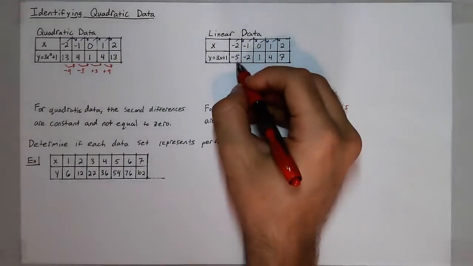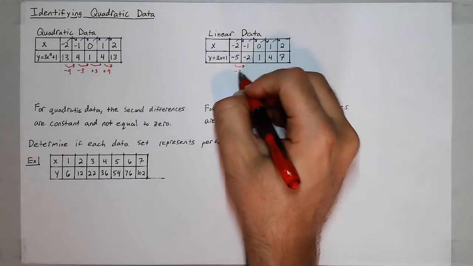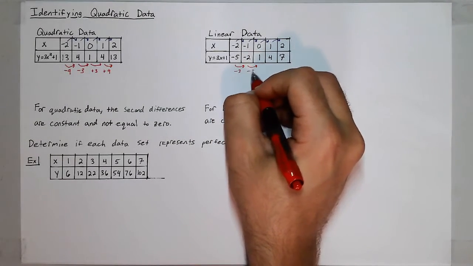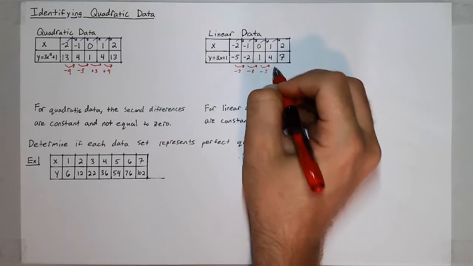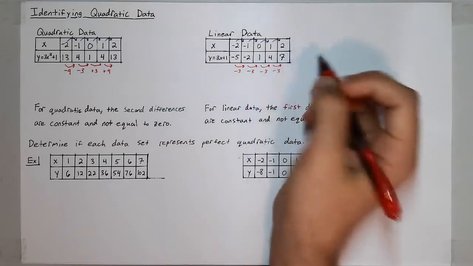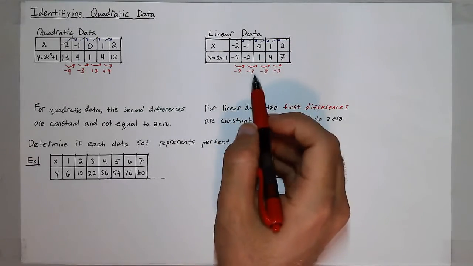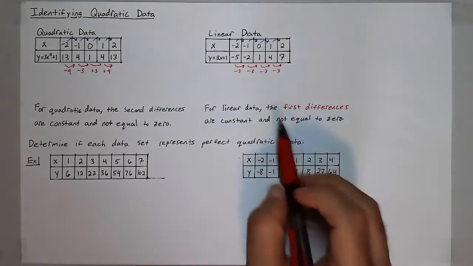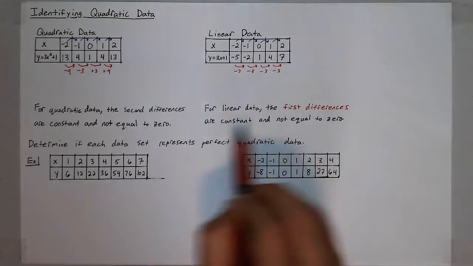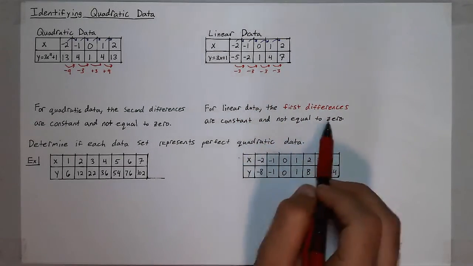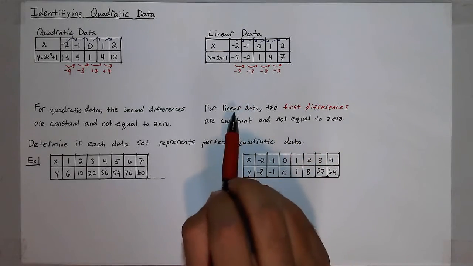If I did it over here, it would go down 3, down 3, down 3, down 3. You'll notice here that they become constant. So if I did this again, it'd all be zeros. So we say that when the first differences are constant and not equal to 0, that is linear data.